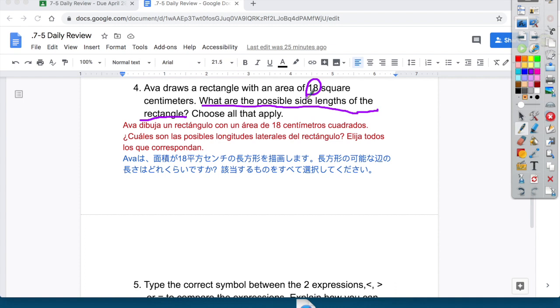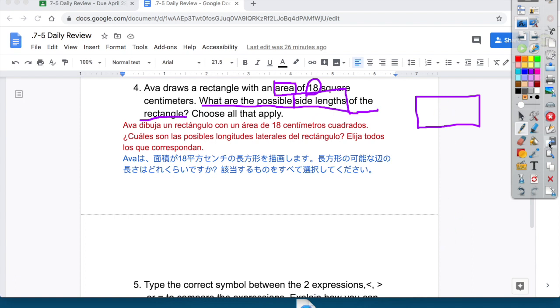So we're looking at the side lengths. Okay, we're looking at area. All right. Choose all that apply just means that I don't want you to give me just one example. I want you to give me as many examples as you can. Give me as many possible side lengths as you can. So that lets you know that there's more than one side length. Okay, so we have our rectangle. I'm just going to draw it so you guys can see it.